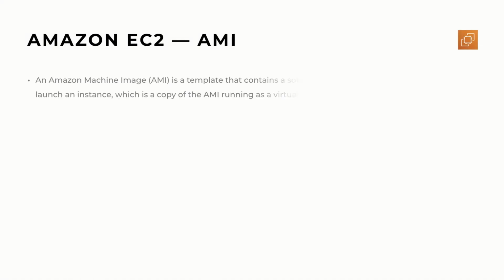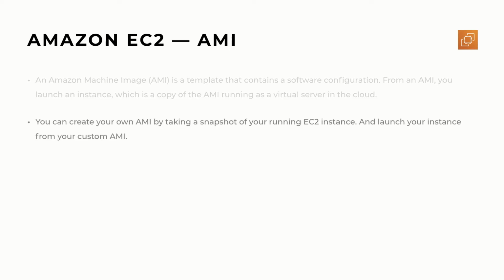So what's an AMI? AMI stands for Amazon Machine Image. It is a template that contains pre-installed software and software configuration. Using an AMI, you can launch an instance of any instance type, and that instance would be a copy of the AMI running as a virtual server in the cloud. You can create your own custom AMI by taking a snapshot of your running EC2 instance, and then you can use that AMI to launch more similar instances.